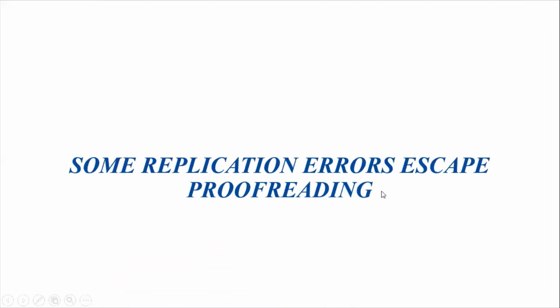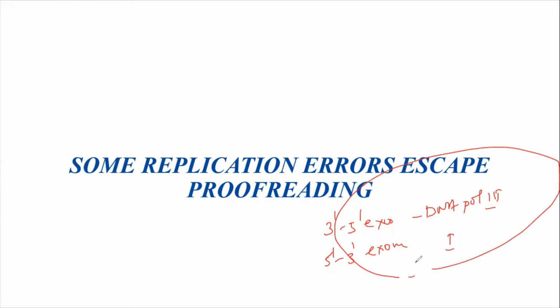Okay, now let's talk about replication errors, which are escaping the proofreading mechanism. Now what proofreading mechanism? If you remember in the DNA polymerase, you had 3'-5' exonuclease activity as well as 5'-3' exonuclease activity, right? So ये आपका DNA pol 3 में है, ये 1 में है. So all this is required during the replication. Somehow all this mechanism के होने के बावजूद there are errors. Okay, now how to overcome those problems?